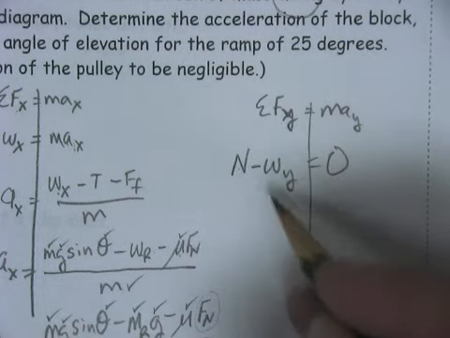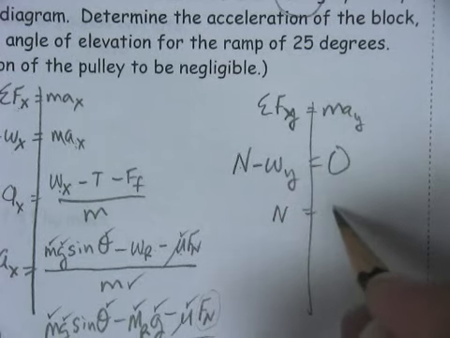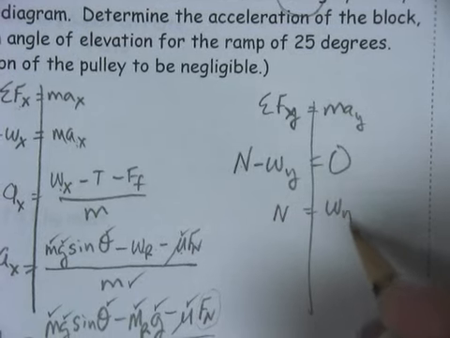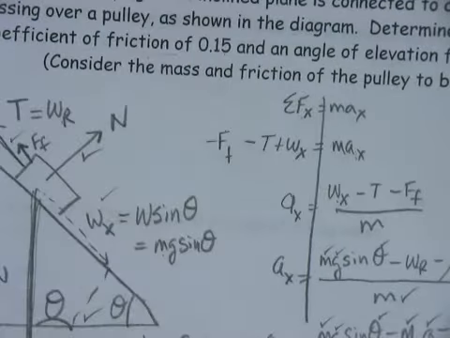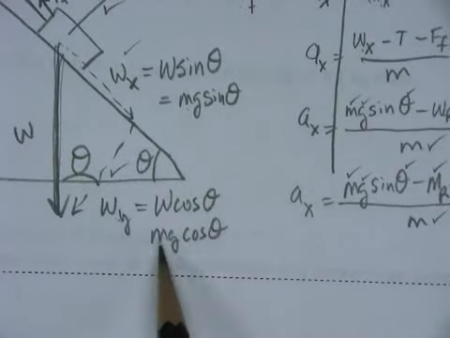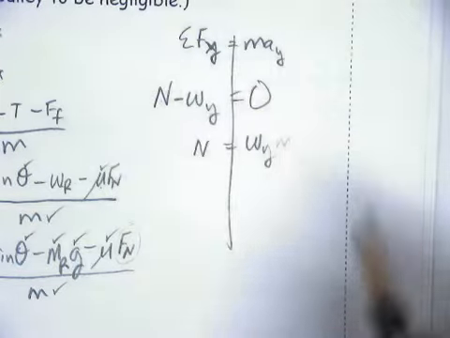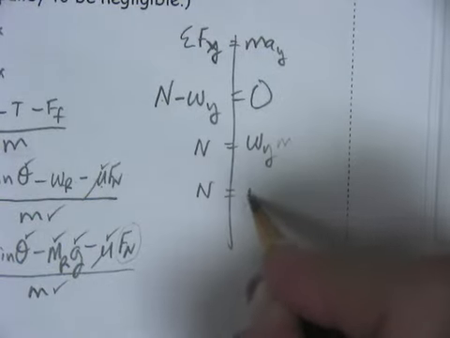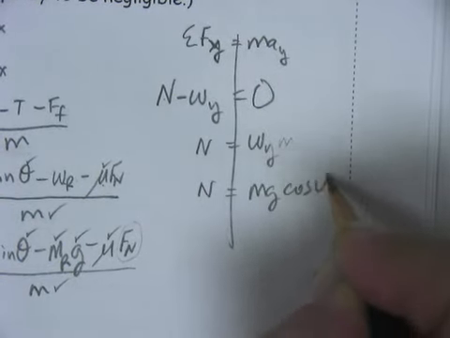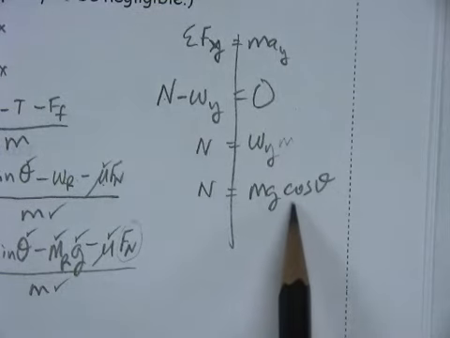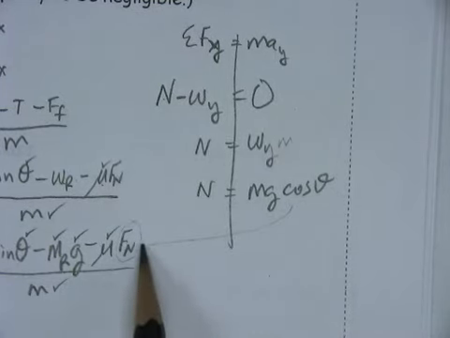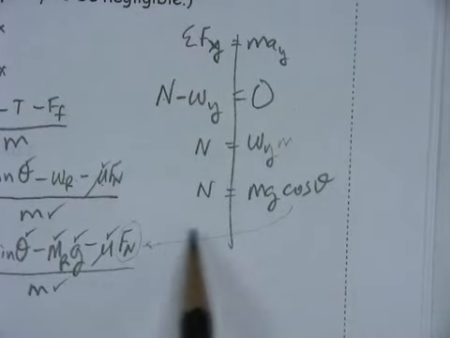All right, so I need N. N is going to be equal to Wy. But this is where these nicknames come in handy: Wy is actually mg cosine theta. So N is equal to mg cosine theta. And then I can make one last substitution, right there, because that's what I need.